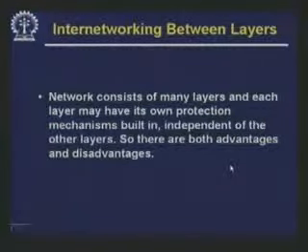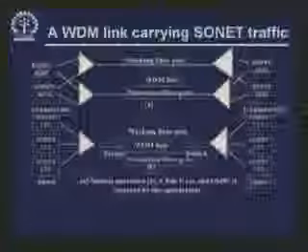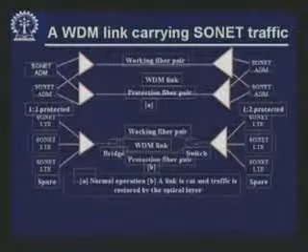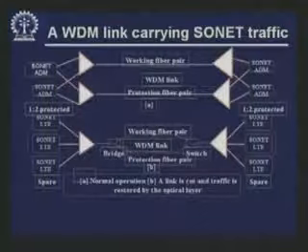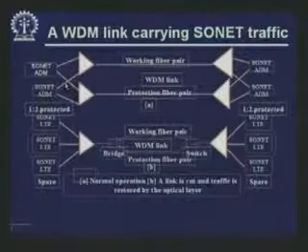And finally, this point I have mentioned before, just a reminder: a network consists of many layers, and each layer may have its own protection mechanism built in, independent of other layers. So there are both advantages and disadvantages to this. Advantages we have already talked about. So this is an example of a WDM link carrying SONET traffic. There is a WDM link, and there is a SONET ADM. This is a working fiber pair and a protection fiber pair.